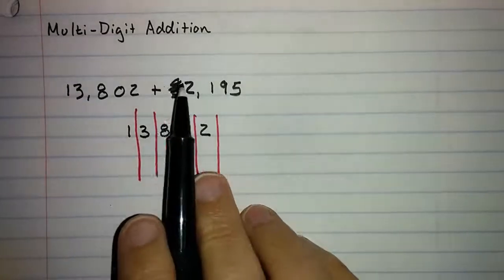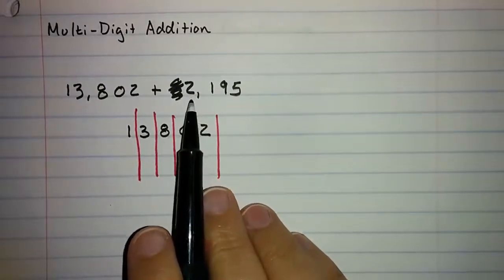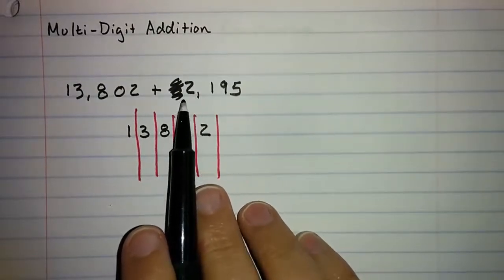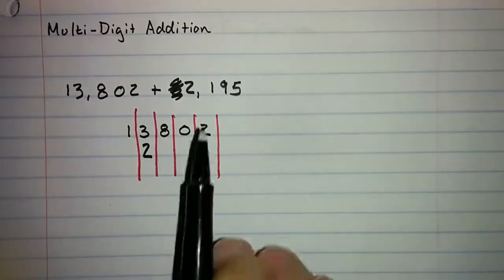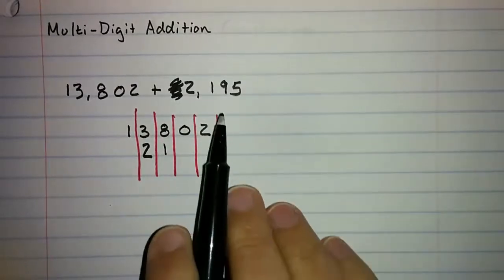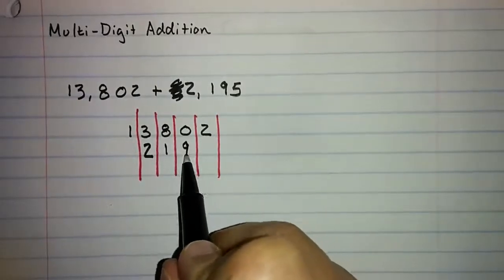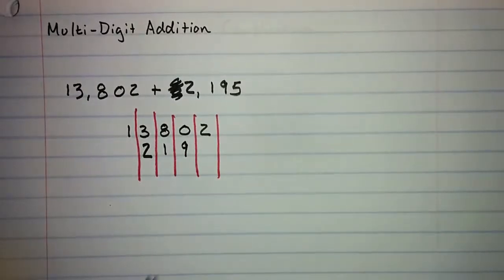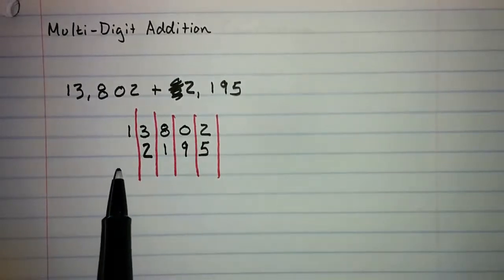Now the second number doesn't have anything in the 10,000s place, so I'm not going to write anything there. It has a 2 in the thousands place, so I'll write the 2 in the thousands place. It has a 1 in the hundreds place, so I'll write the 1 in the hundreds place. It has a 9 in the tens place, so I'll write the 9 in the tens place. It has a 5 in the ones place, so I'll write the 5 in the ones place.